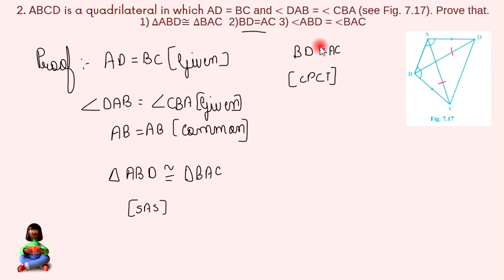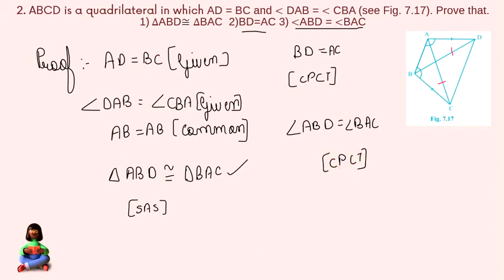Now see, we have to prove that angle ABD is equal to angle BAC. See, these are the angles of the triangles which are already congruent, and always remember that when triangles are congruent, the corresponding angles are equal by CPCT. So we can directly write that angle ABD is equal to angle BAC by CPCT.